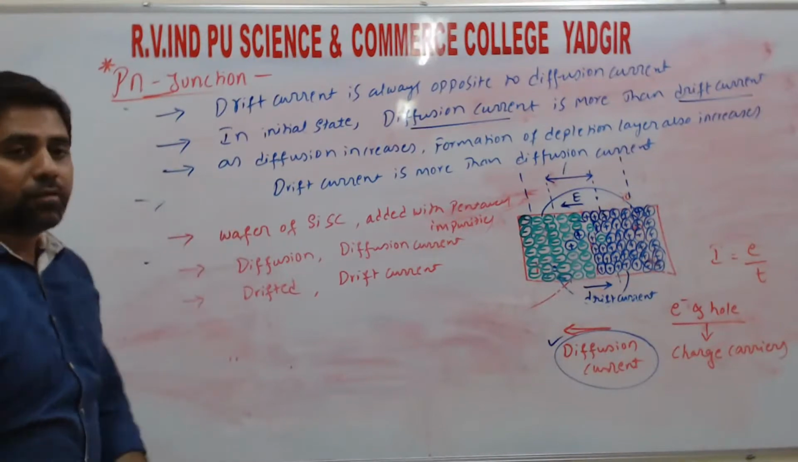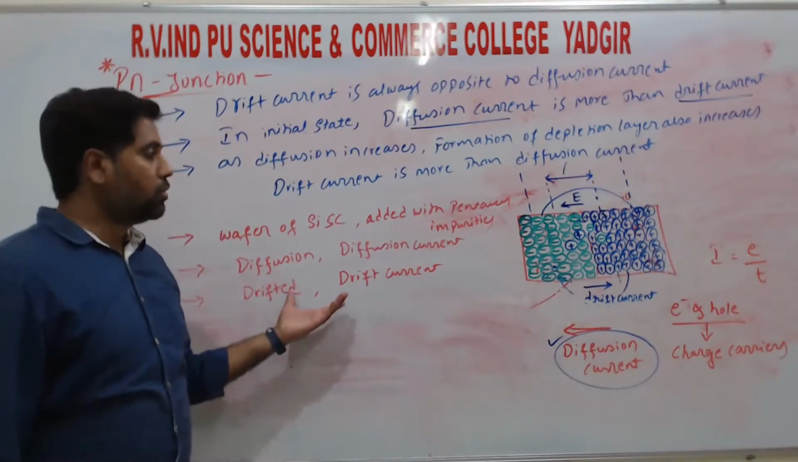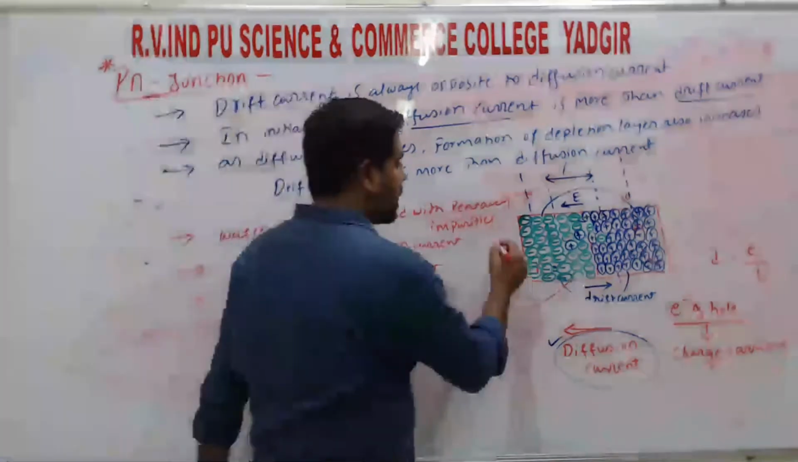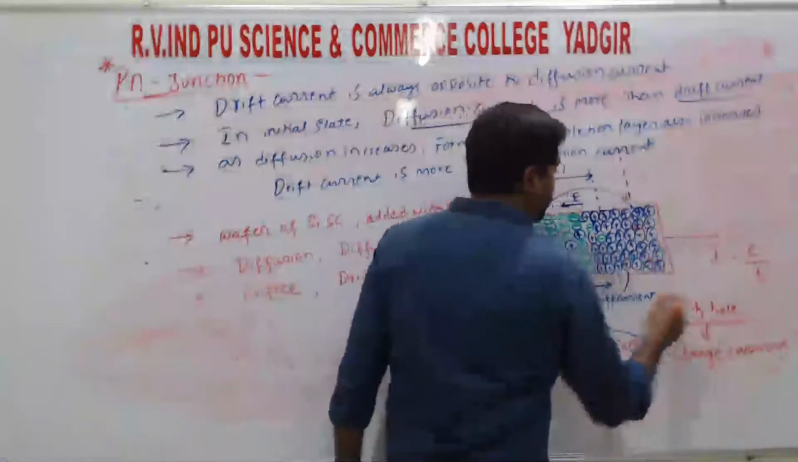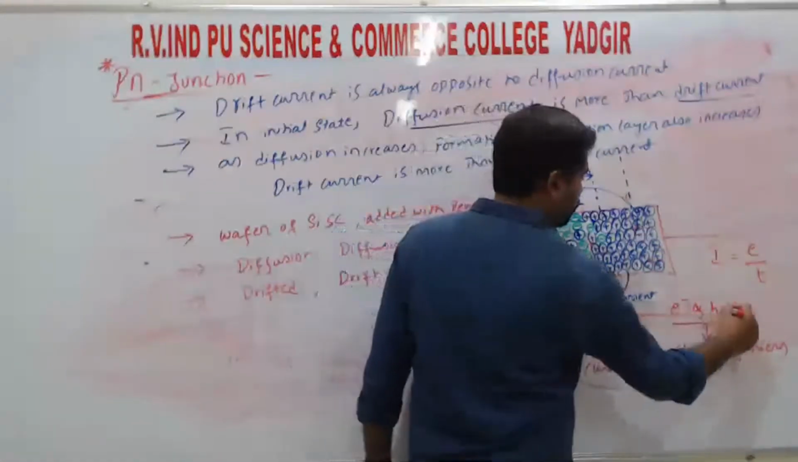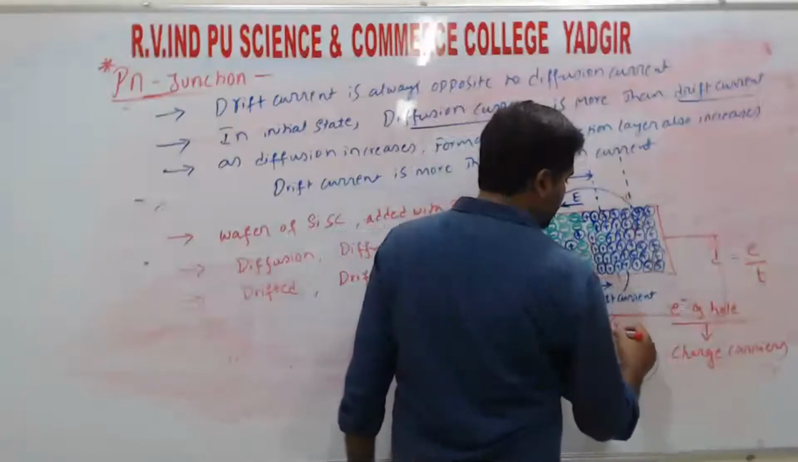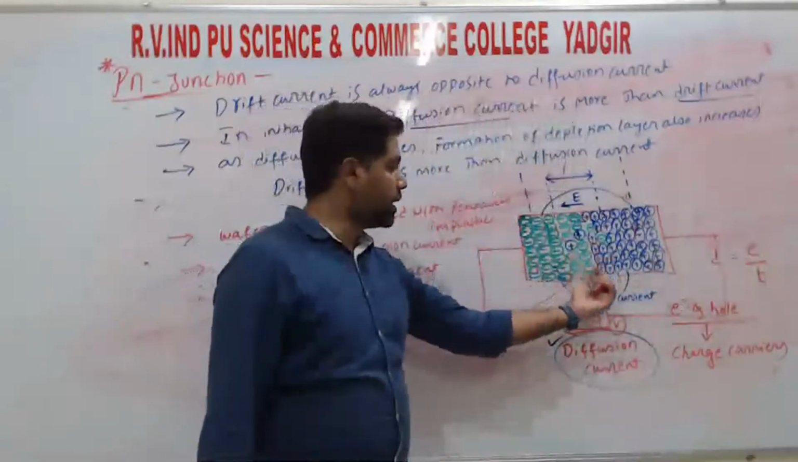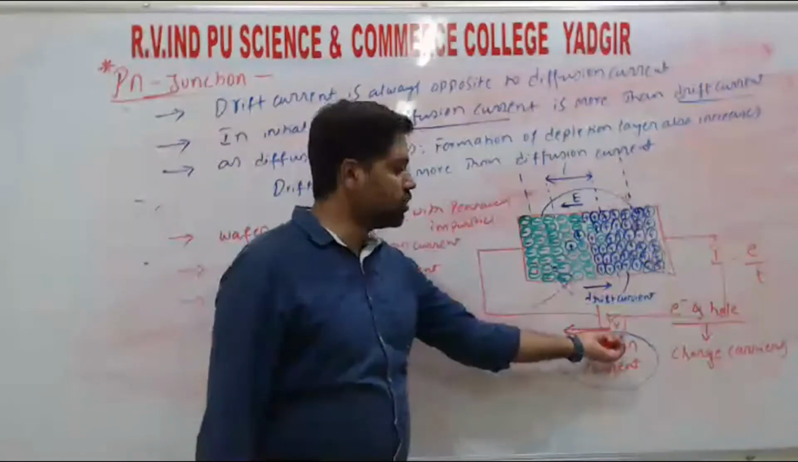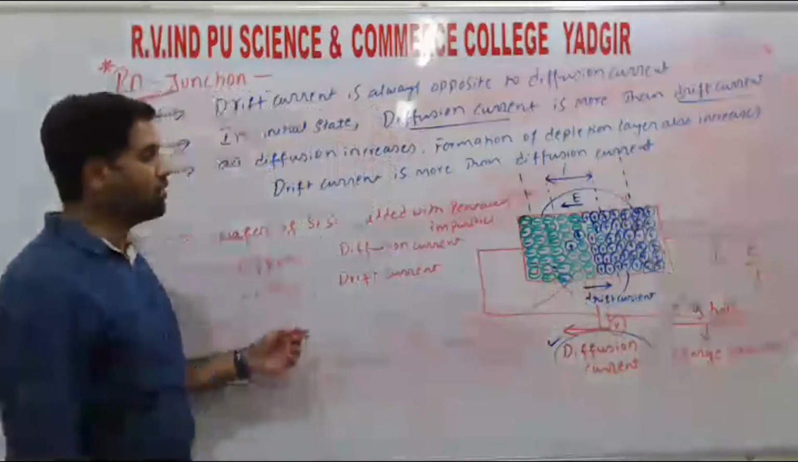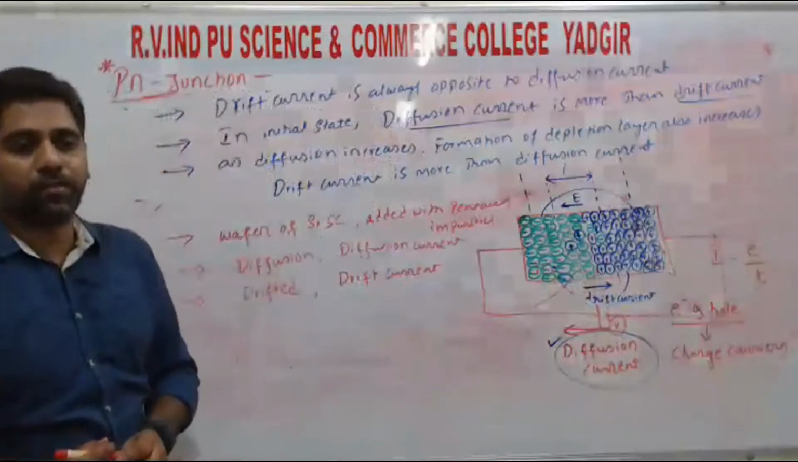So in the next class, we will discuss how the PN junction will work when this junction is applied with an external voltage. That means when we connect this junction to an external source, the outside battery, how it will work, right? That will be discussed in the next class, right?